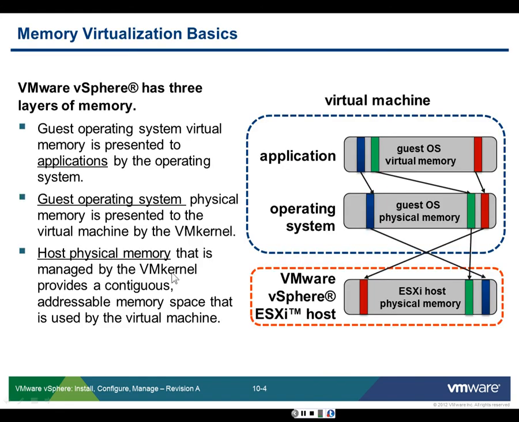There are 3 layers of memory in the virtual environment. You have the physical layer, which is on the ESXi host, and that's physical RAM. And then the ESXi host presents a portion of that physical RAM to the guest operating system, which is installed, and the guest operating system presents RAM to the applications that run on the guest operating system.